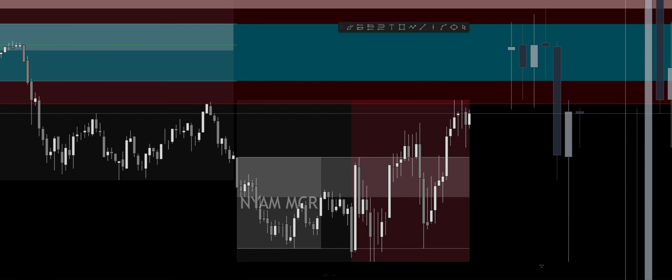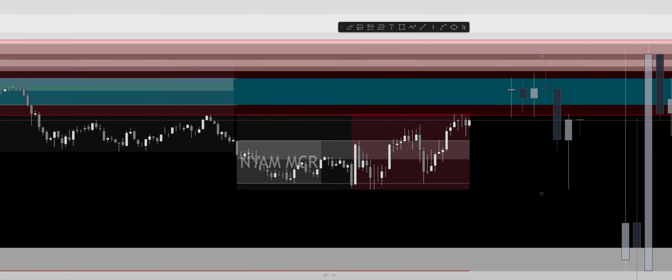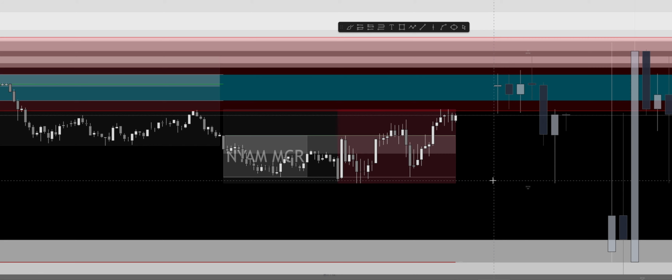Let's start at our new session. Starting at New York AM MCR, let's look at our area of interests and try and get a bias. We have the 1800 below. So that's going to be the opening price of the day.